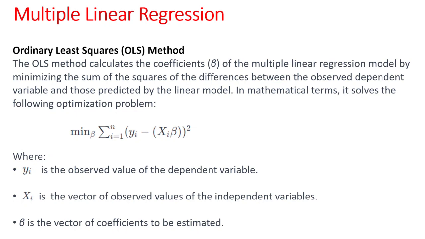In mathematical terms, it is represented by this equation, and feel free to take a screenshot of this equation, where yi is the observed value of the dependent variable, xi is the vector of observed values of the independent variables, and beta is the vector of coefficients to be estimated. So as you can see, we are talking about more than one independent variable, so we have to represent them using vectors.